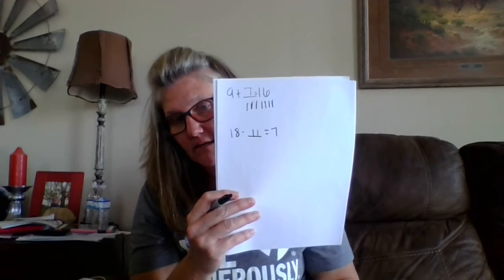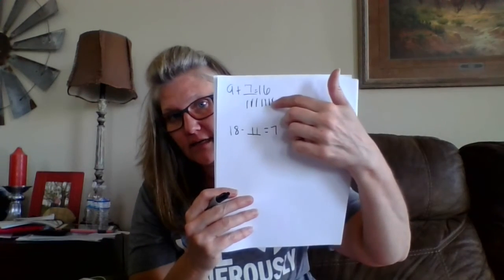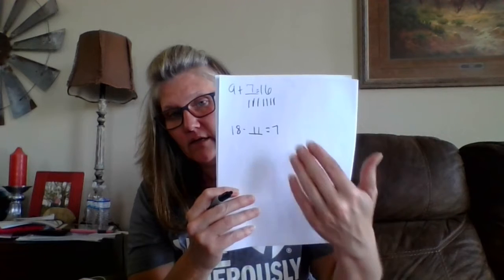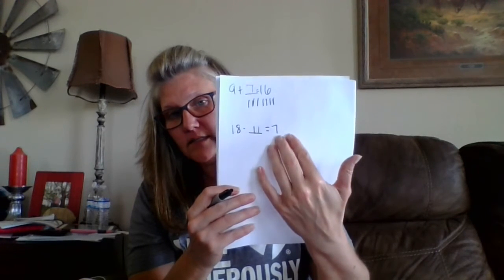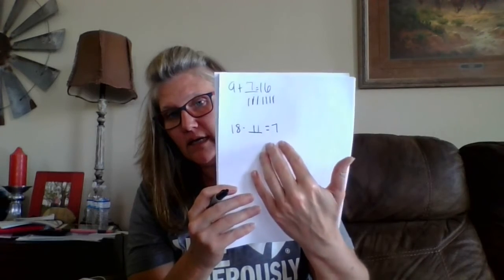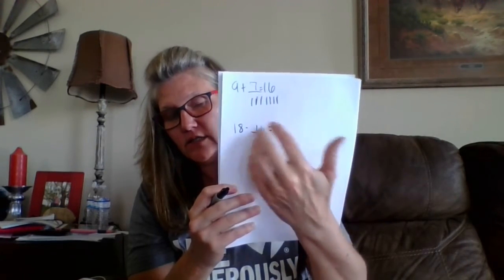Well, 8 minus 7 is 1, and 1 minus 0 is 1. So it's 11. Or you can do what I did up here. You can see how many more lines you get when you get to 18. So you can just do it the opposite way. Okay? Y'all can do those.